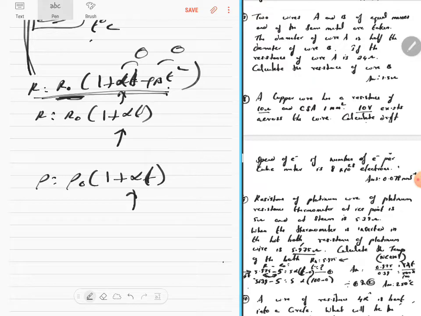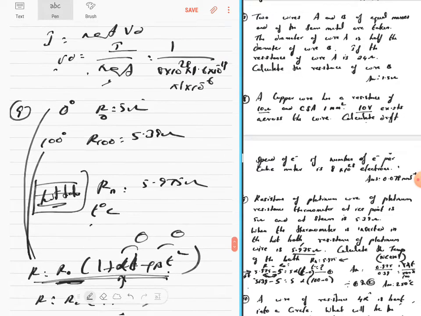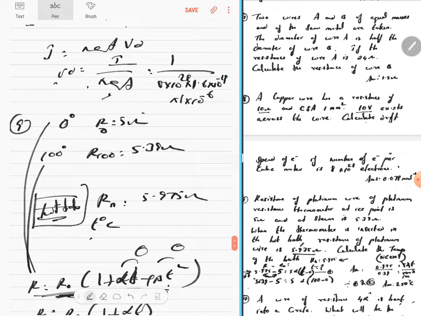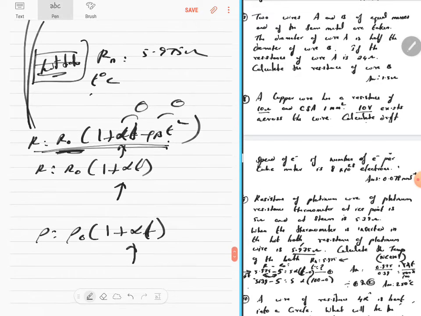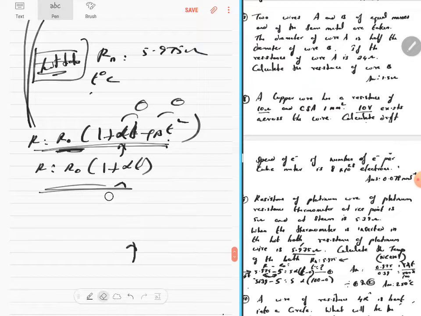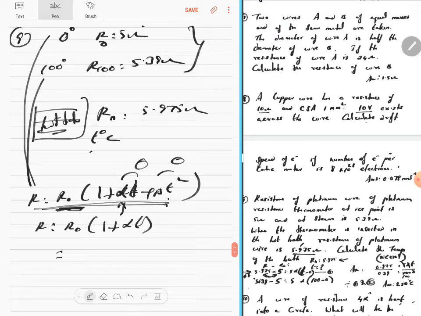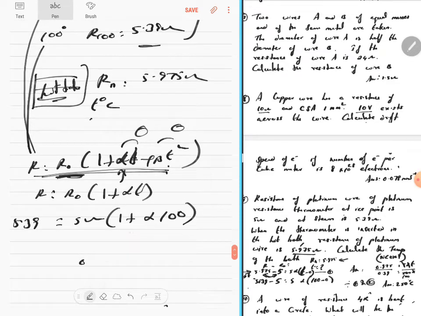So let's take this sum. The change in temperature from here to here is 100. Let's write an equation like this. Resistance at 0 degrees Celsius, what is it? R naught, 5 ohms. Resistance at 100 degrees Celsius is 5.39, equal to 5 into 1 plus alpha into the change in temperature, 100 degrees, with which you can find what is alpha.